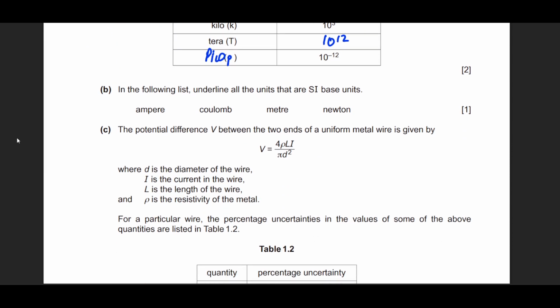Okay, then again, the question is about base units, underlining what are base units. So ampere is a base unit, and Newton, no, meter is a base unit. And coulomb is actually Q equals current multiplied by time. This is not a base unit, and Newton is again ma, not a base unit anymore.